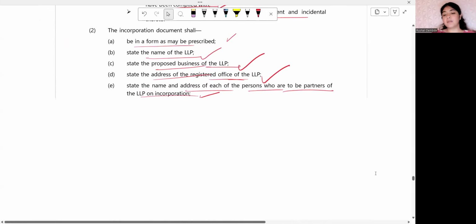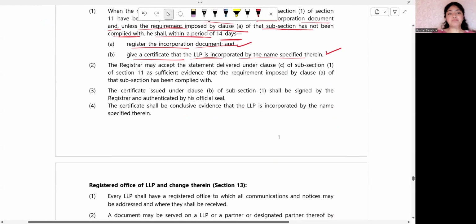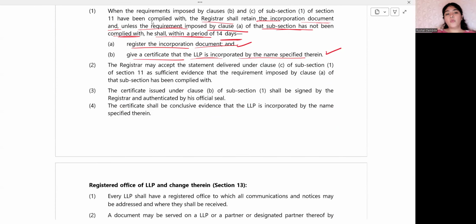If you do not comply with this, what they have said, when the requirements imposed by this section have been complied with, when you follow these compliances, when you make the incorporation document and you give it to the person, then you file the statement also, then the registrar shall retain the incorporation document, and unless the requirement imposed by clause A of subsection has been complied with, he shall within a period of 14 days register the incorporation document.